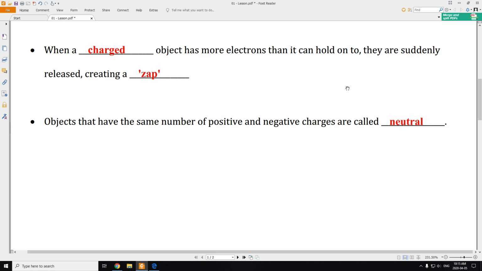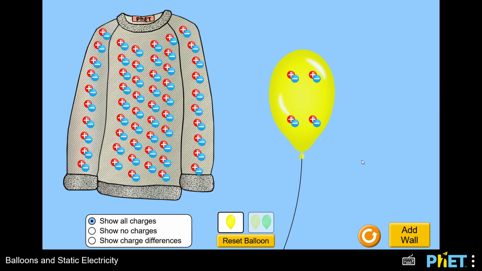Oftentimes objects will start off being essentially neutral, and then as they're rubbed with something, they'll either gain or lose electrons. So let's look at a simple demo here. Here I have 2 objects: a wool sweater and a balloon. You'll notice that they start off being neutral. They all have positives and negatives. They're made out of atoms, so they have protons and neutrons and electrons in them. They have positive protons and negative electrons. So they start off neutral here.